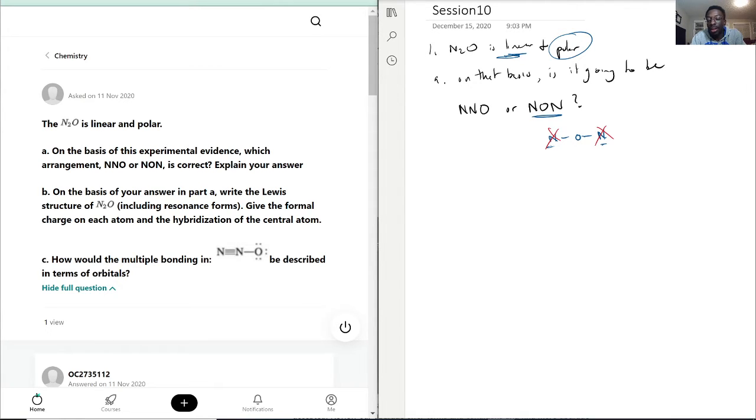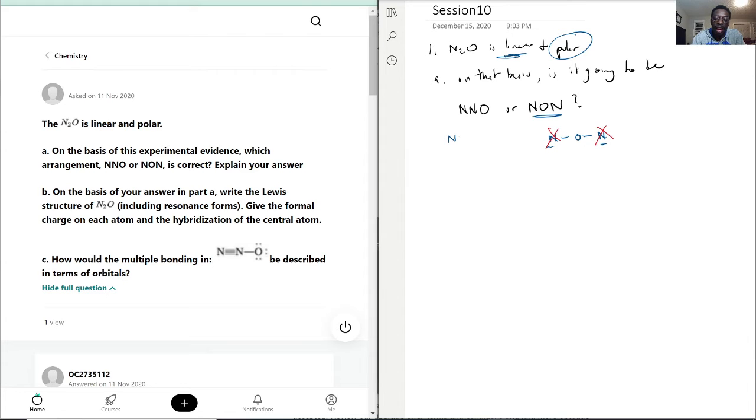Because if, in theory, the oxygen had no valence electrons, then this is the only thing that would be pulling on it. If it had no lone pairs with it, this is it. So with that being said, this wouldn't work because this would be a non-polar theoretical molecule.